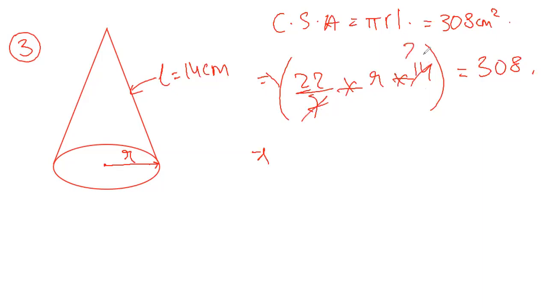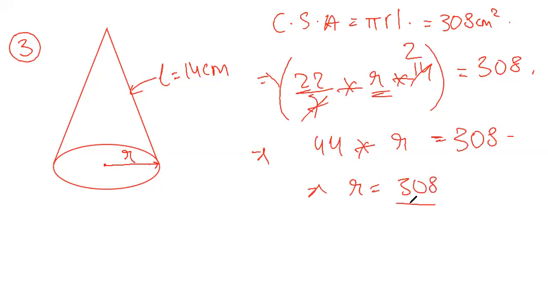So 7 twos are 14. And we do not need a calculator for this, because 22 into 2 is equal to 44 into R. Please note that I can use into like a cross, but I'm doing 3 crosses. So it's your preference. Do not get confused by my handwriting. It is equal to 308. So R is equal to 308 divided by 44. So our answer is 7 centimeters.